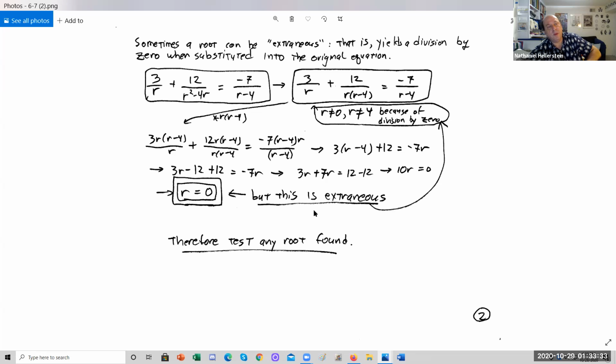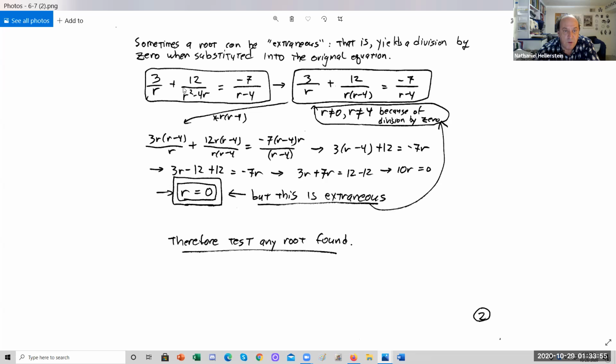Okay, now sometimes there's a problem, what are called extraneous roots. For example, the problem is that it's not considered good form to divide by 0. So if you get a solution where one of these denominators is 0, we have to rule that out. We call it extraneous.